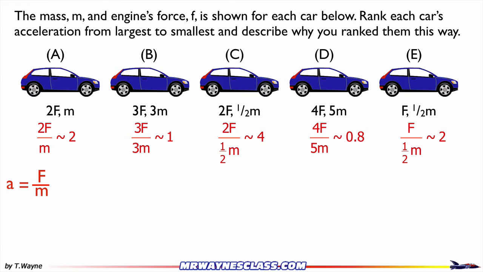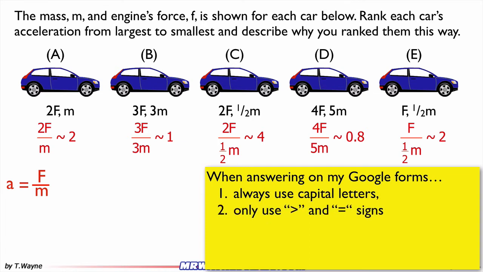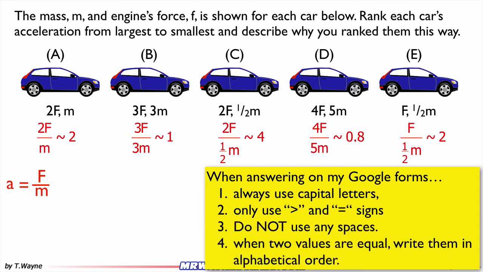When answering these styles of questions on my Google Forms, I have a couple rules because the answers are going to eventually end up in a spreadsheet. The spreadsheet's going to grade them, and it's very particular about what it looks at. So here are the rules, and they're also mentioned on the questions as well when you start having to put them into the forms. First, always use capital letters. Second, only use greater than and equals to signs. Third, do not use any spaces in your answer. And finally, when two values are equal, write them in alphabetical order. So for example, if B and C were equal, you would write B equals C, not C equals B.